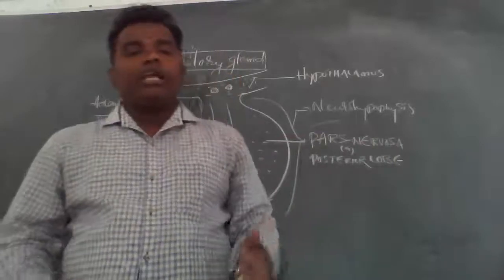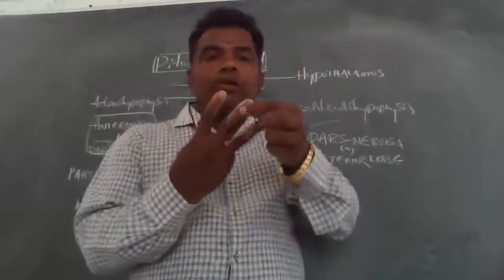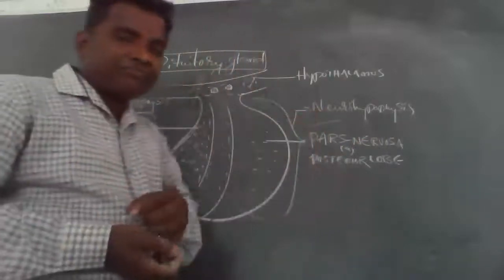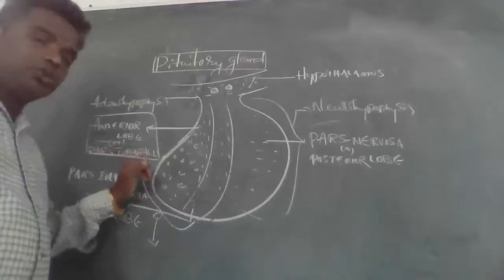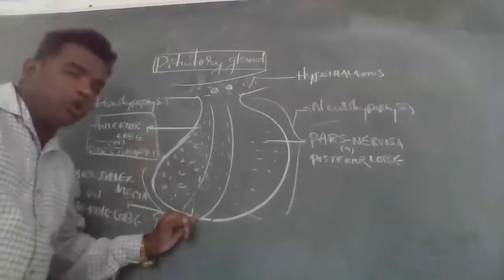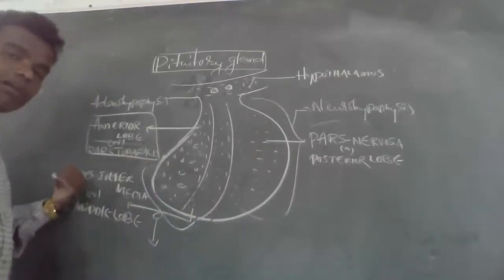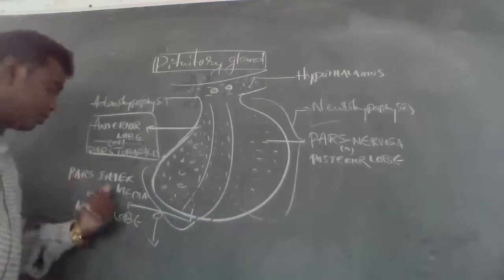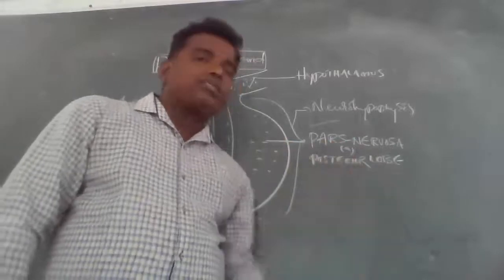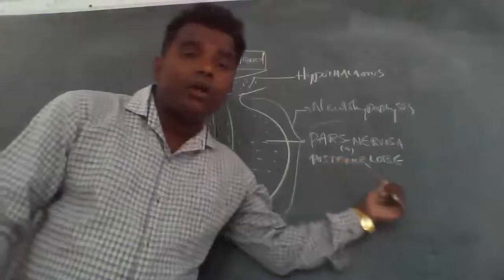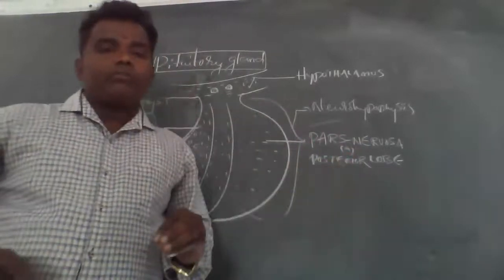In total, how many lobes does the pituitary gland contain? Three lobes: anterior, middle, and posterior. The anterior lobe is called pars tuberalis. The middle lobe is called the intermediate lobe or pars intermedia. The posterior lobe is called pars nervosa. This is very important. The three lobes are completed.